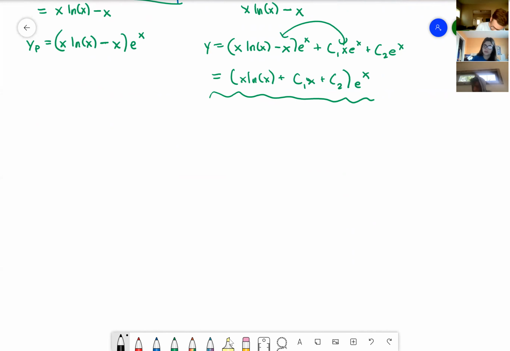Okay. Next example. Now I'm gonna let you work on this one as well, but I'm gonna split it up into two phases. First of all, I need to tell you what the problem is. So it's x y double prime minus (1 plus x) times y prime plus y, that's our left-hand side. And our non-homogeneous term is x squared e to the 2x.